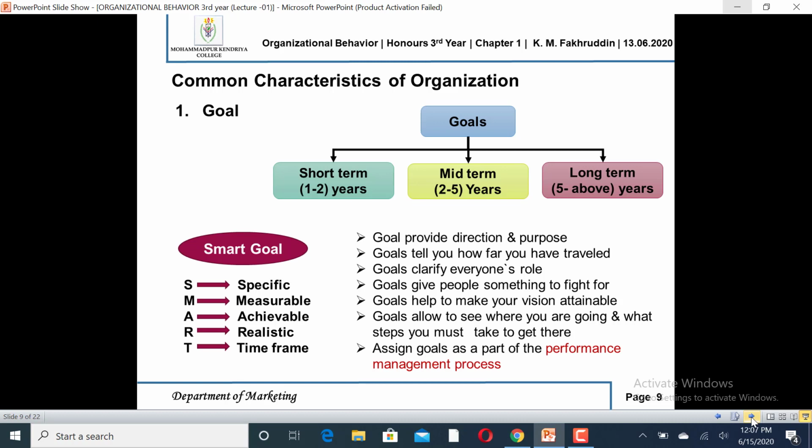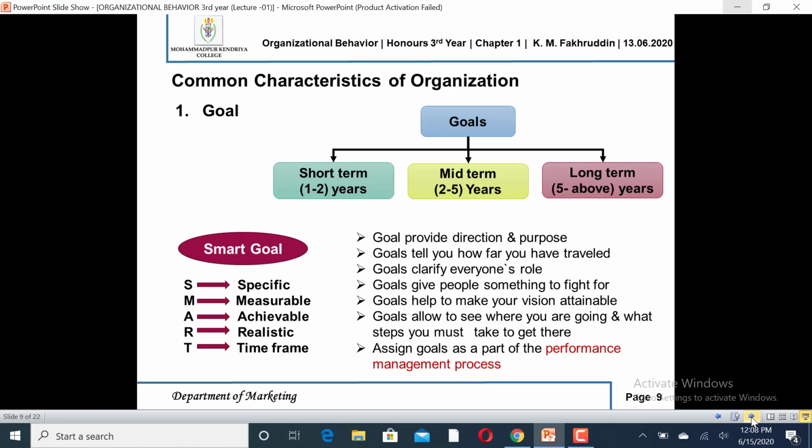SMART goals indicate specific, measurable, achievable, realistic, and time frame. Specific means, suppose you want to lose your weight, that is specific. Measurable: if you do exercise regularly, then you can lose 10 kg within 2 months. Achievable, it can be achievable. Realistic, it is realistic because if you do exercise regularly, then you can lose weight. Time frame: 2 months, or 3, 5, or 6 months. If you do exercise regularly, then within 2, 3, or 4 months you can reduce your weight. That is the example of a SMART goal.